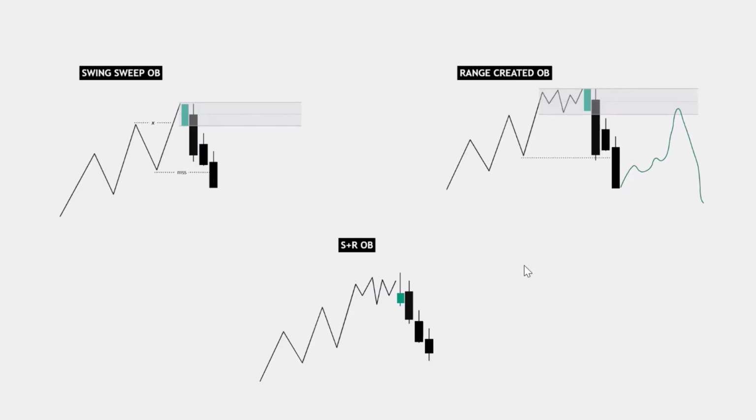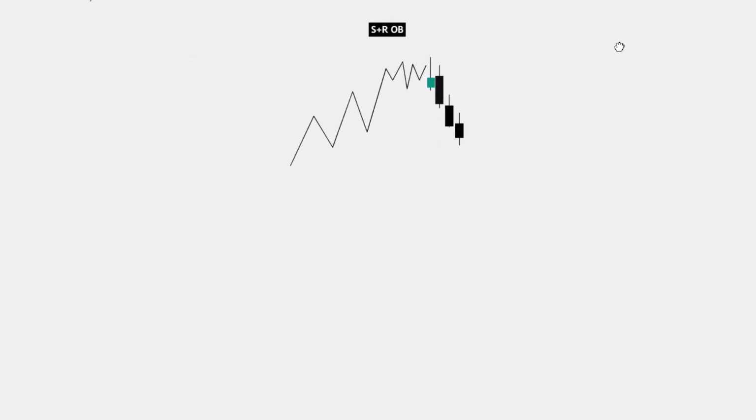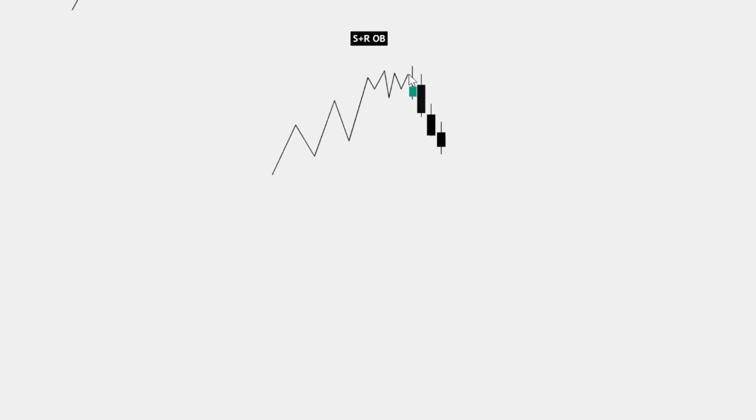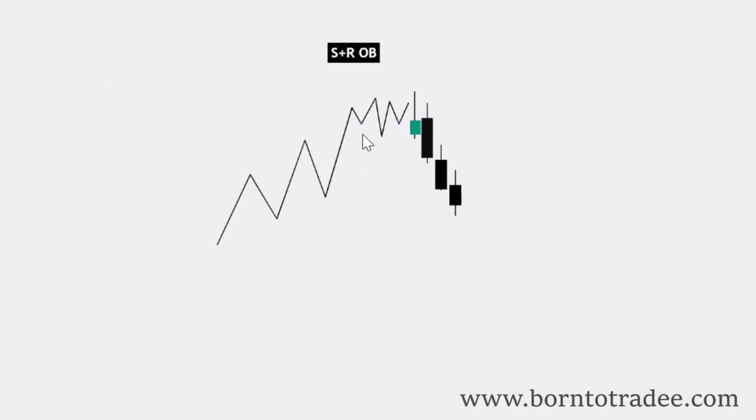The last one we have right here is what I call S plus R OB, which is a combination of swing sweep and a range created OB. This particular one should be very clear, no need for much explanation. Now, from what you can clearly see right here, in this particular case, you already know what the swing structure is saying, price is bullish.